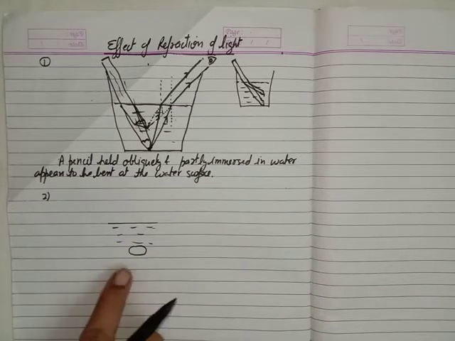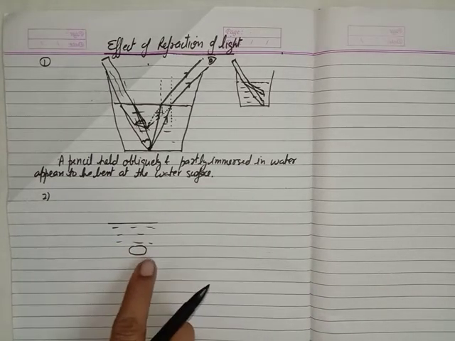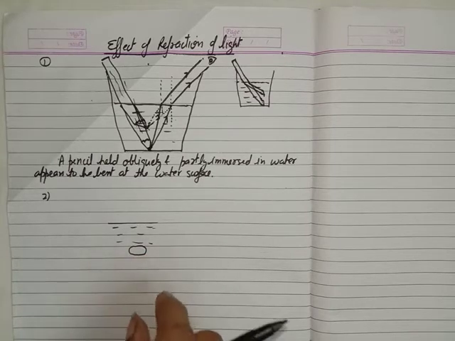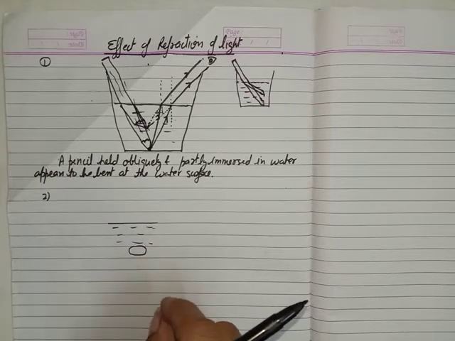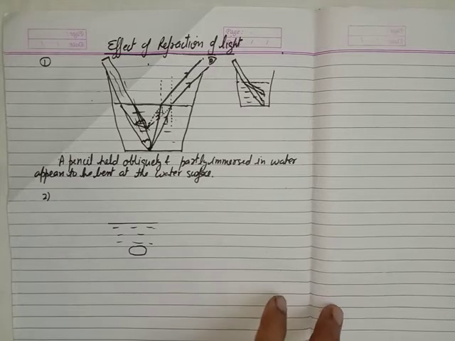It means it appears to be less; its actual depth is more than its apparent depth. So why does this happen?